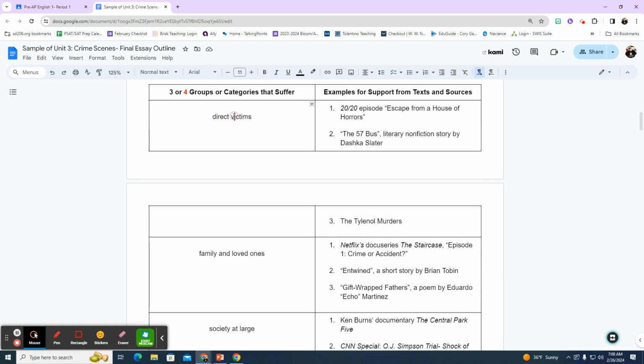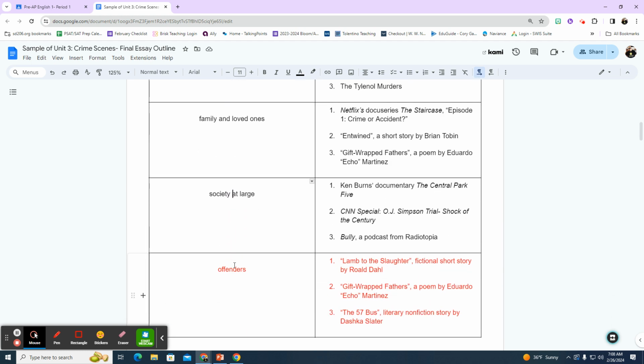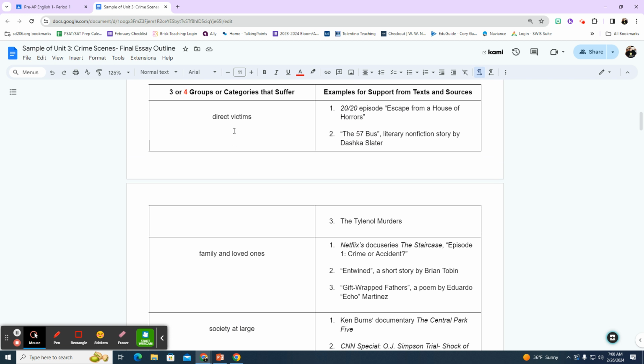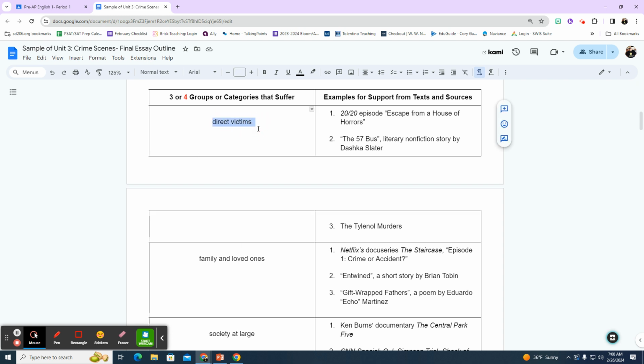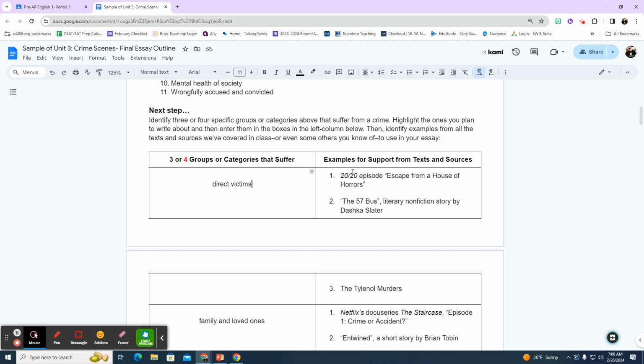So if you have not populated these boxes yet, please write down the three or four that you're going to be using in your essay in these boxes now. All right, if you're back, then I'm assuming that you've written down the ones that you've highlighted from up here in these boxes.